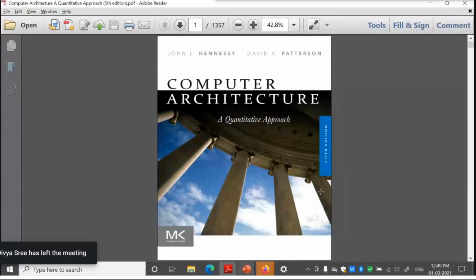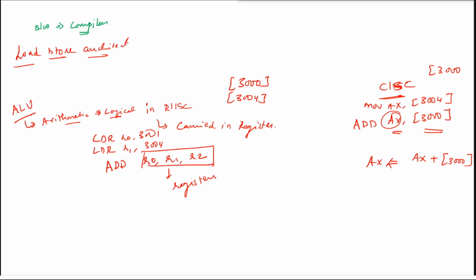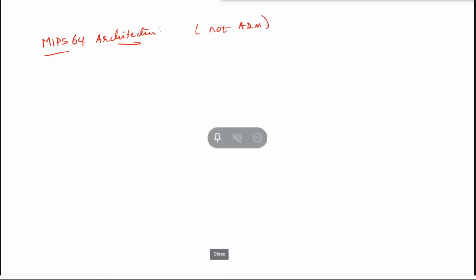Almost all the four units are going to be covered by this book. The first three units will be interesting, and the fourth unit is again going to be a kind of theory, but the first three units will be easier. The examples they have taken in this textbook are based on the MIPS architecture. It is not an ARM based architecture, but it is a RISC based machine.